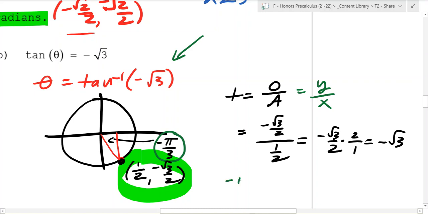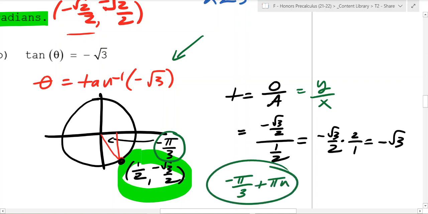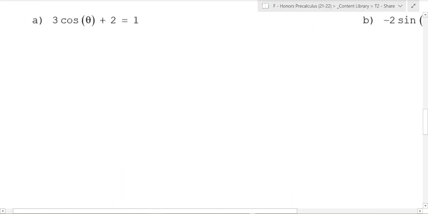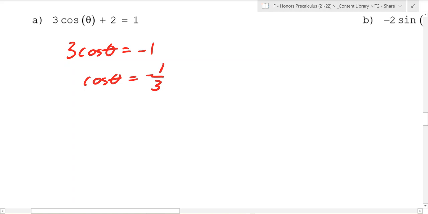And tangent has a period of pi, not 2 pi. So this is going to be pi n. Sine and cosine have periods of 2 pi. So all we're doing now is upping the difficulty a little by making it so that we have to do a little bit more math beforehand before we isolate theta. So in this case right here, we need to first subtract 2. So we get 3 cosine theta is equal to negative 1. So cosine of theta is equal to negative 1/3.